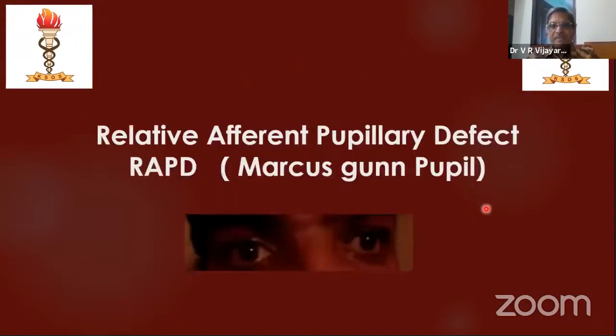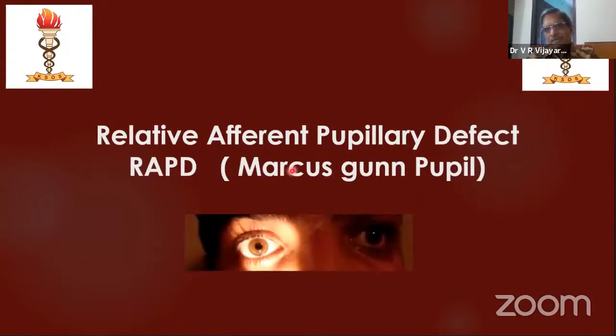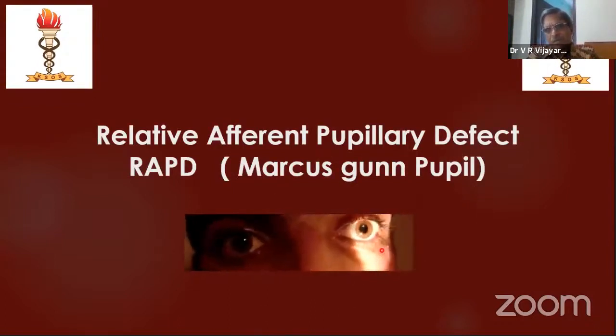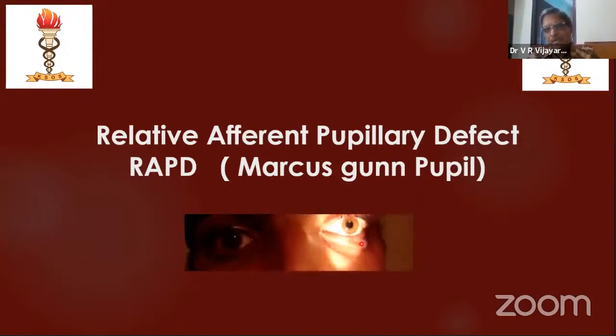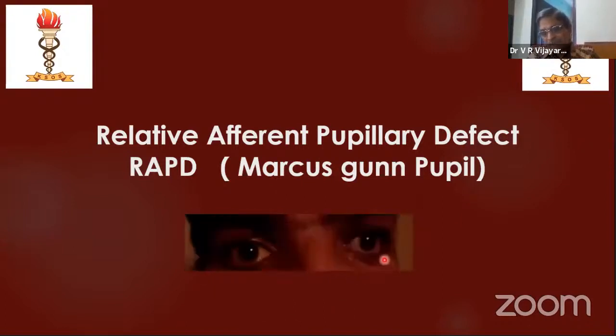I told you about the swinging flashlight test. See now, here is a relative afferent pupillary defect. You see here, the left eye pupil starts dilating, but when you switch the light to the right eye, the pupil constricted, and at the same time the left also constricted. This is called RAPD. The left eye has a relative afferent pupillary defect. Where is the problem? Maybe the optic nerve, maybe the optic tract, anywhere up to the midbrain. Never forget this. Up to the midbrain, you can have a relative afferent pupillary defect.